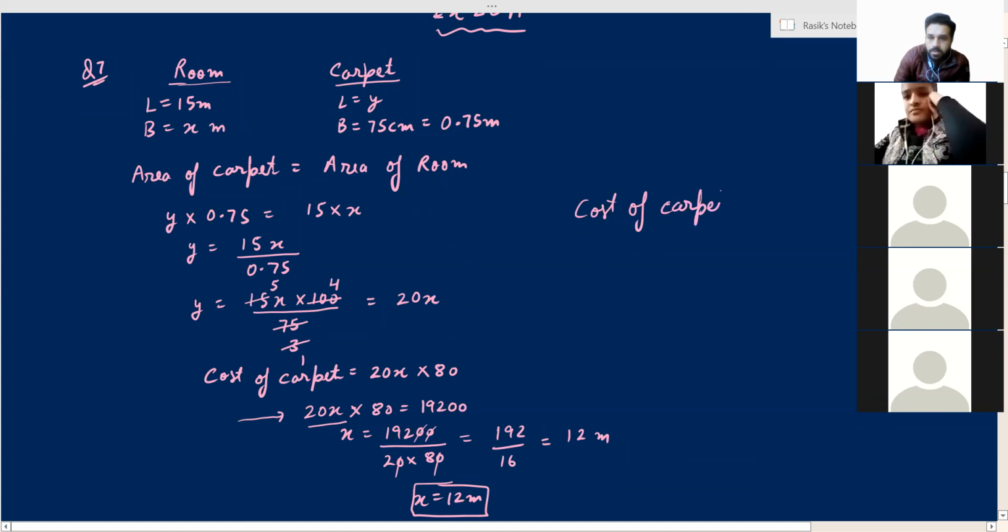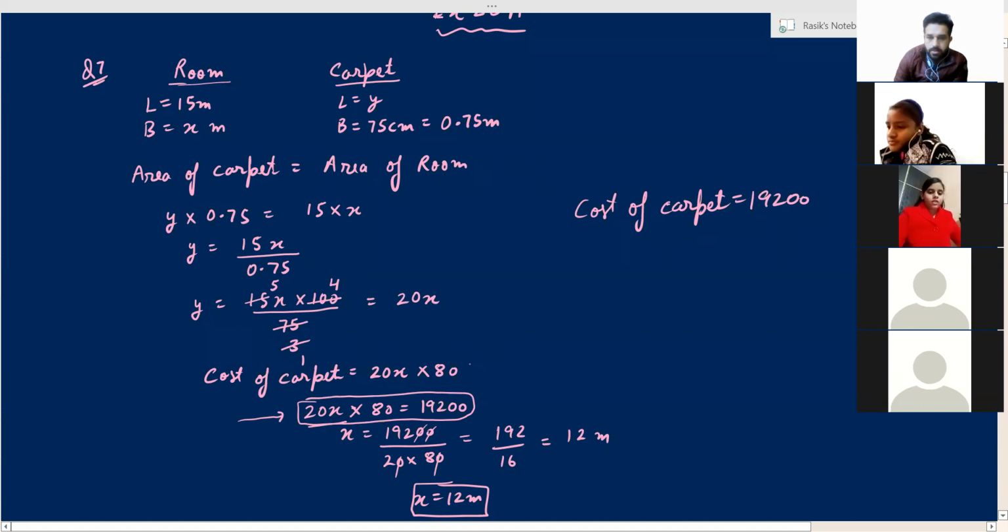Okay, sir. Total cost of carpet, which is given in the question, is 19,200. So that is why I have put the two things equal in this equation. This is the formula for finding the cost of carpet, and this cost of carpet is already given in the question, 19,200. So that is why, putting the two things equal, we can find x. Okay, clear?